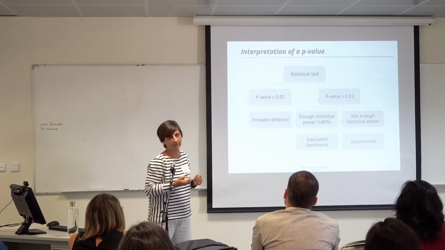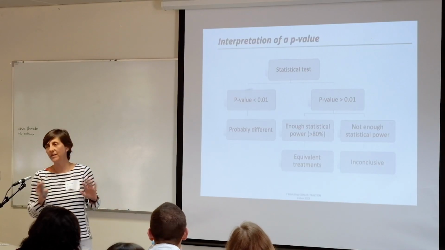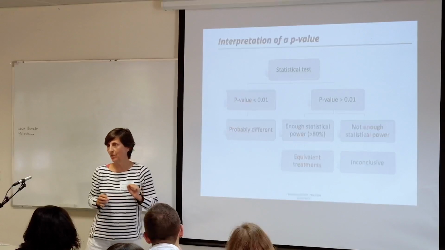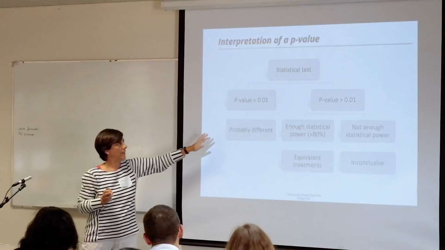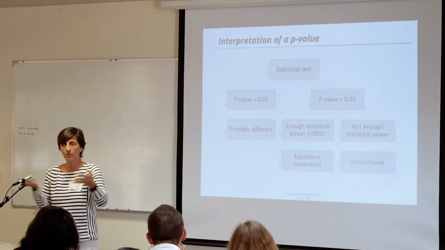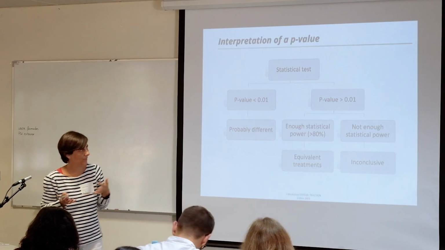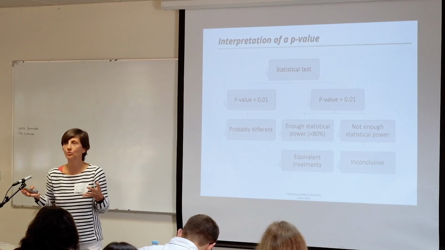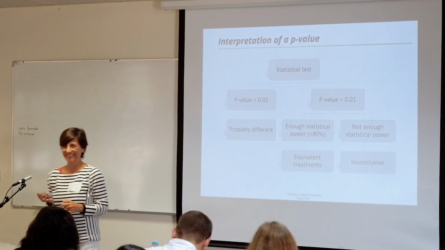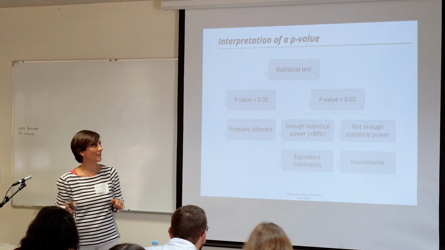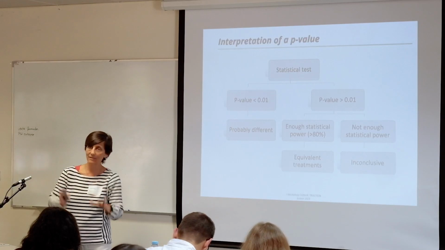But how you interpret the results, I think this is something that many people don't get right. It is very easy. If you get a p-value below your significance value, 0.01 or 0.05, whatever you stated, then it is probably that the treatments are different. But if you get a non-significant p-value, what do you need to do? If you don't have enough statistical power, then your results are inconclusive. You cannot say that this doesn't work or that this works.